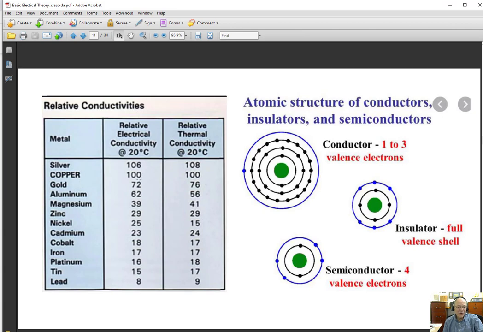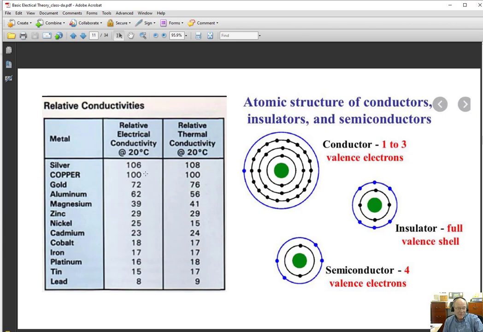If you look, though, gold, which is a pretty good conductor, is much worse than copper relative to silver. Aluminum, which we use in wires all the time, is even lower. It's only 62% as conductive at that temperature. Why don't we use silver? It's pretty obvious. Silver is rare. It's expensive. You don't want silver wires in your house because it will give you no benefit.